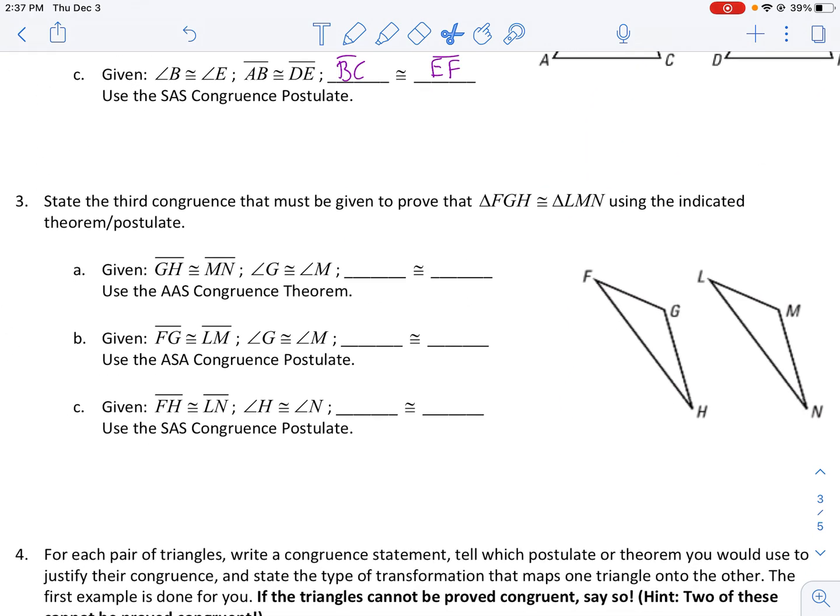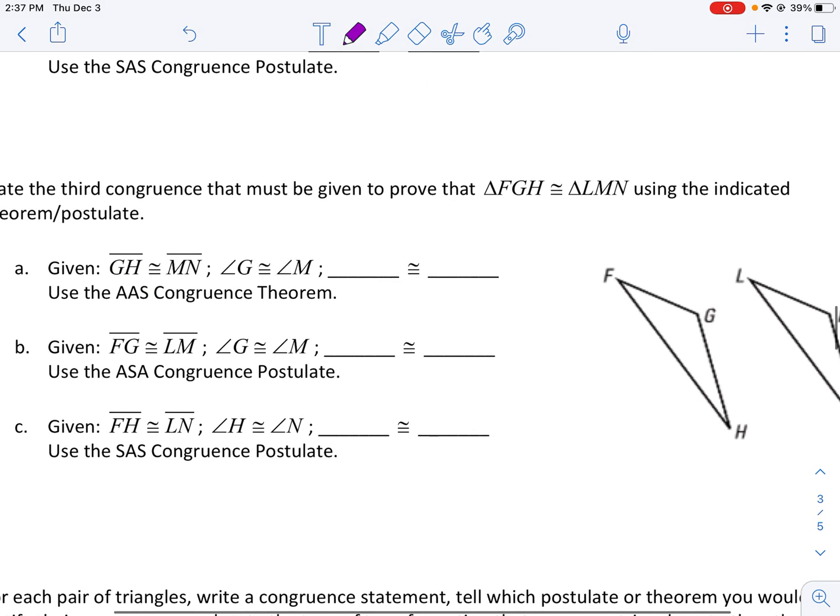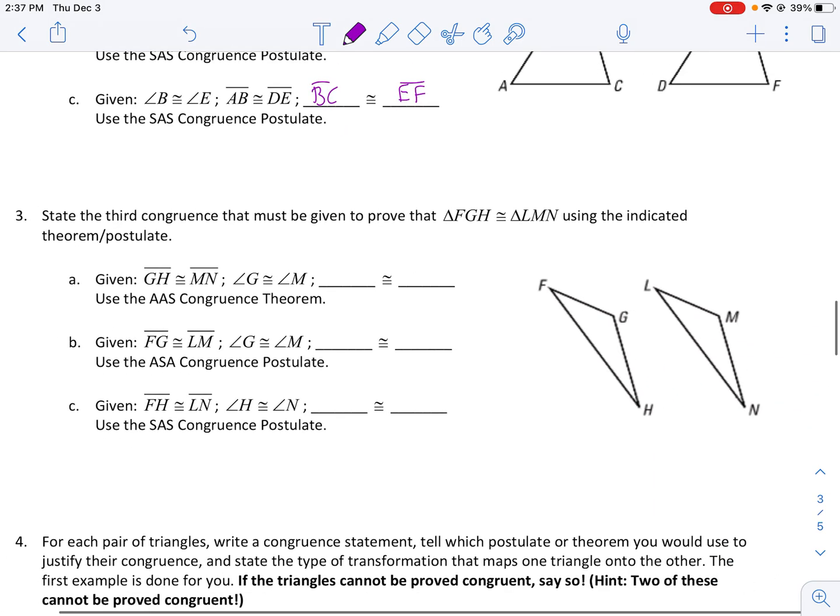And we're going to do a similar thing down here on number 3. Let's make triangles congruent using AAS. So we have GH is congruent to MN, and angle G is congruent to angle M. So if we want angle, angle, side, it can't be this angle because then the side is between the two angles. So we need to show that these two angles are congruent. So angle F congruent to angle L.